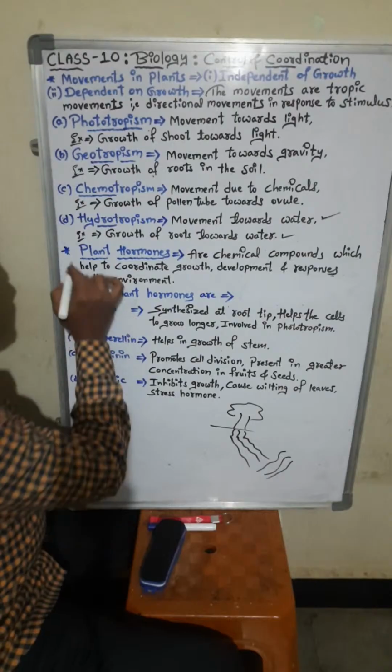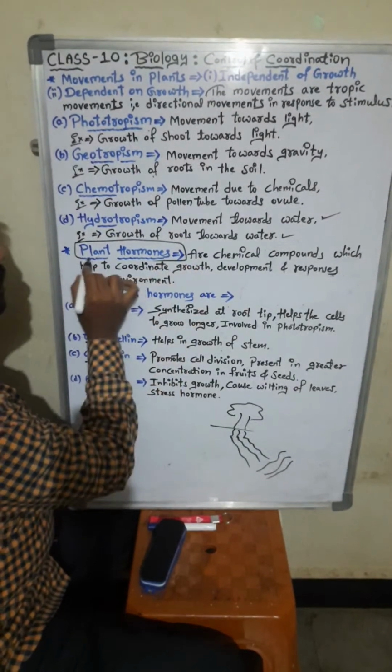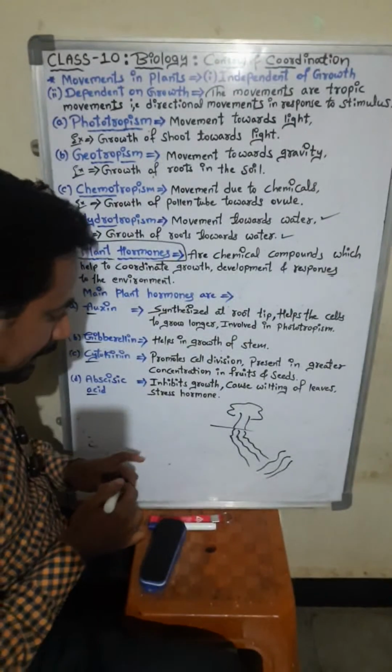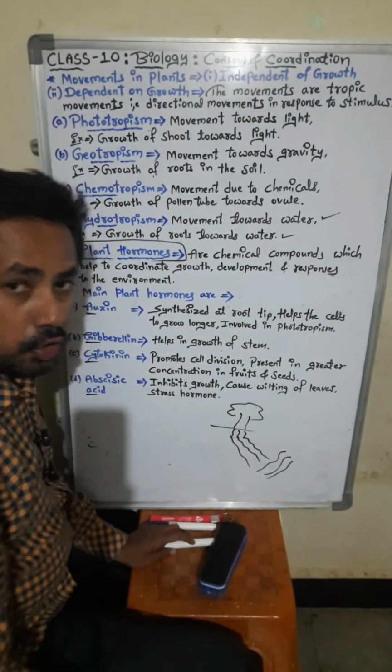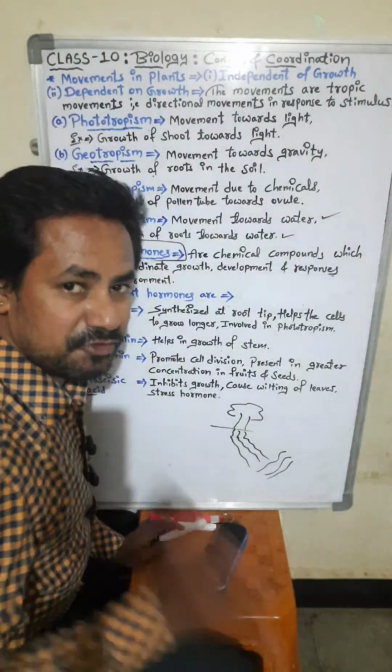Now we are moving towards plant hormones. What do you mean by plant hormones? They are also known as phytohormones, students. Plant hormones are also called phytohormones.